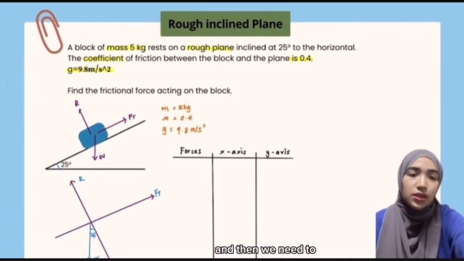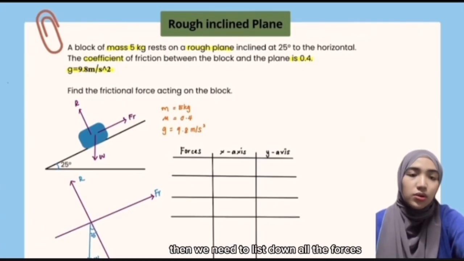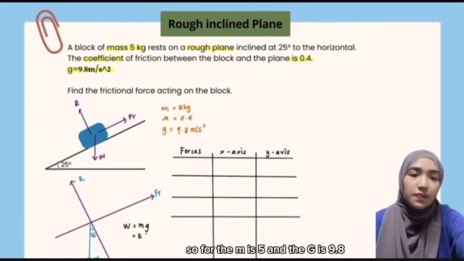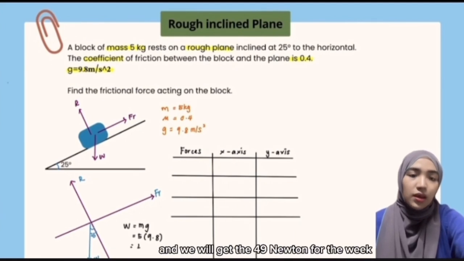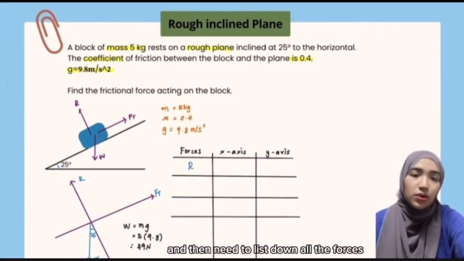And then we need to list down all the forces into the table. As we know, the formula for the weight is W equal to mg. So for m is 5 and g is 9.8, and we will get 49 Newton for the weight.